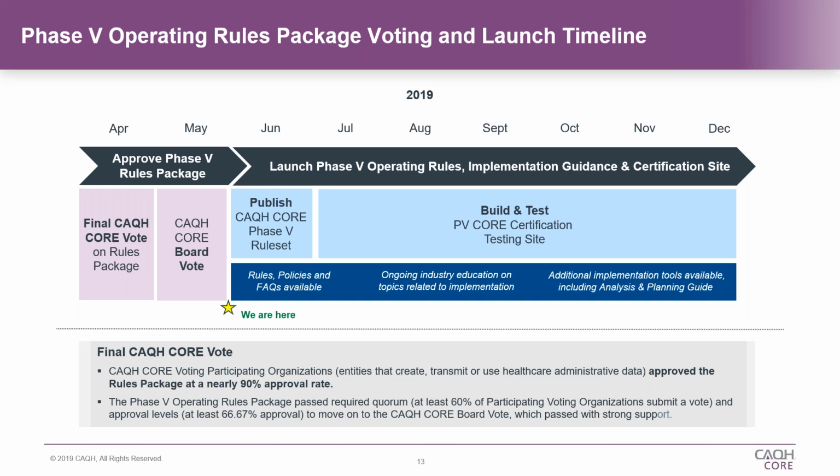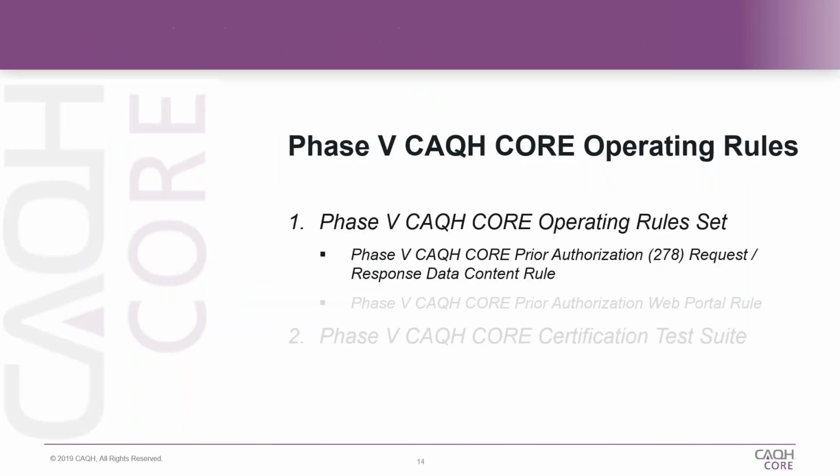Now, moving on to the next section of our presentation, I'd like to hand the call over to Rhonda, who also acted as a co-chair for us as we developed the rule set. So Rhonda, if you're available. Thank you, Bob. Good afternoon, everyone. And as Bob said, Rhonda Starkey from Harvard Pilgrim, a co-chair of the Prior Authorization subgroup and the Rules Workgroup.